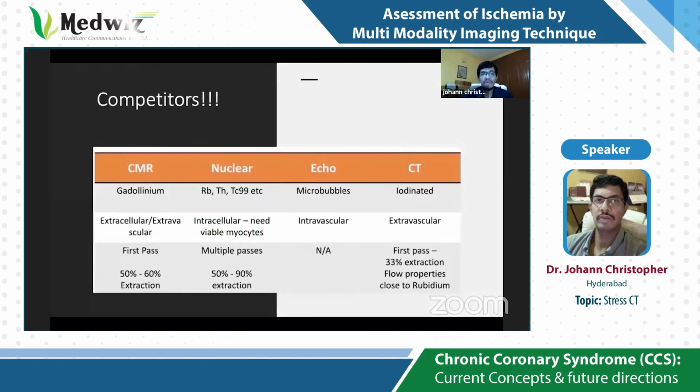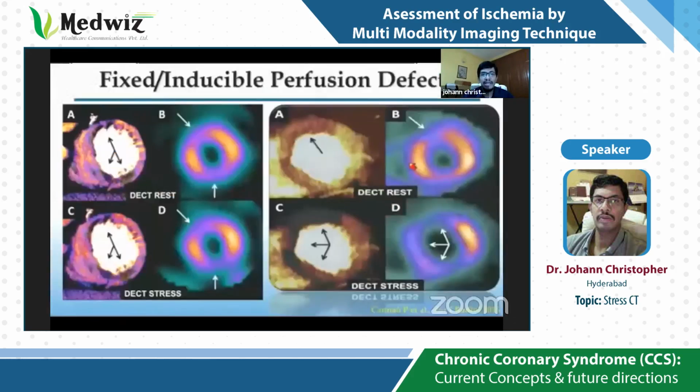Now, what about the competitors? You heard all of them this evening: CMR, nuclear, and echo. And well, CT perfusion stands the test of all of them, and you can clearly see with respect to SPECT, in terms of rest images and in stress, clearly showing you that it is a fixed defect suggestive of an infarct both in the LAD and the RCA. And here you can see a small perfusion defect in rest and a large defect in stress suggestive of a large inducible ischemia in the LAD, perfectly mirrored in the SPECT.